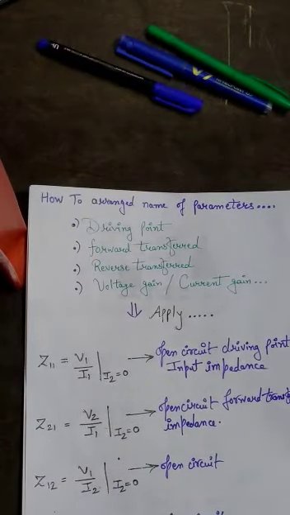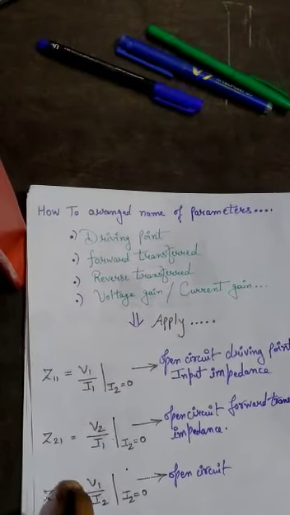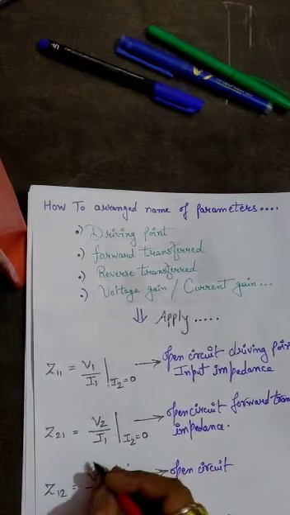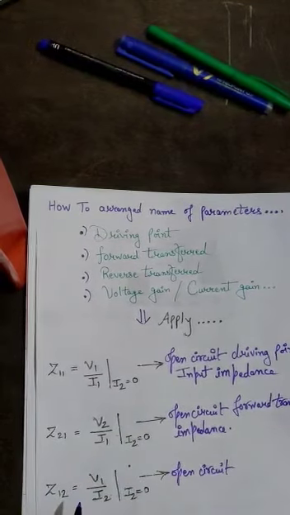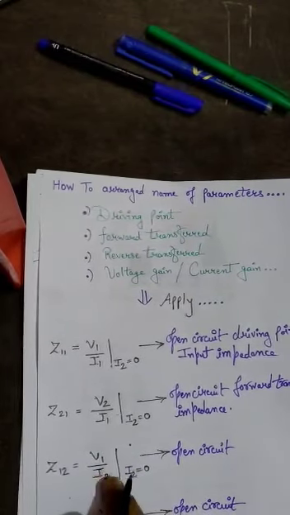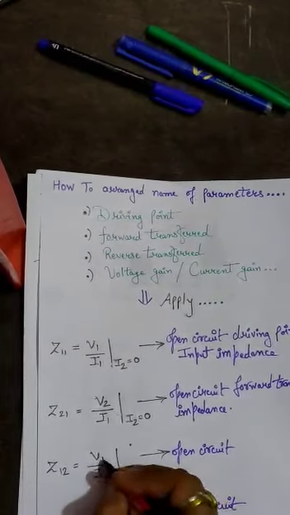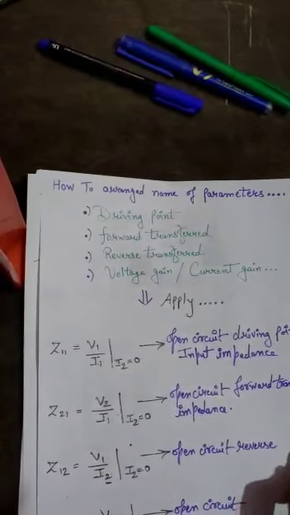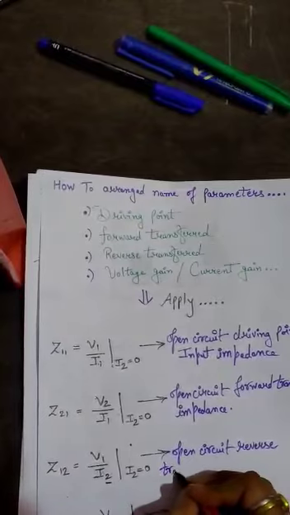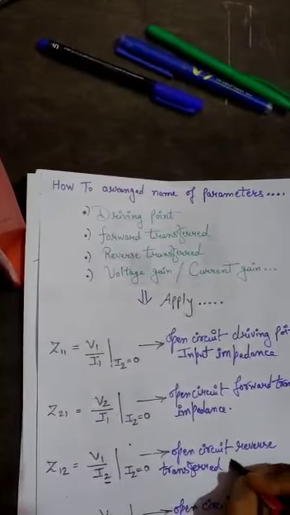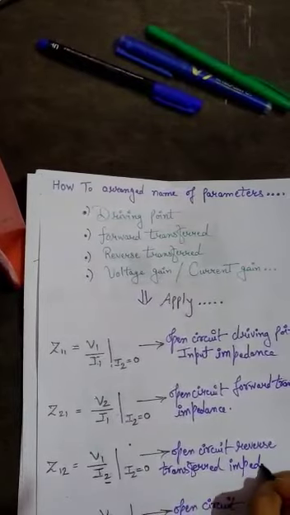Now turn to Z12. Z12 equals V1 upon I2. V1 upon I2 means 1, 2. It means reverse transfer. It is an impedance, that's why we can write reverse transfer impedance.